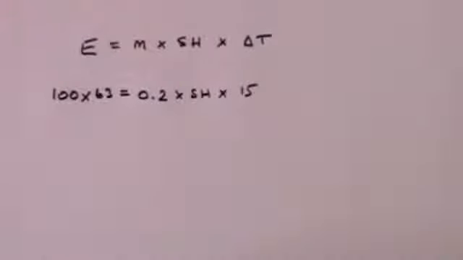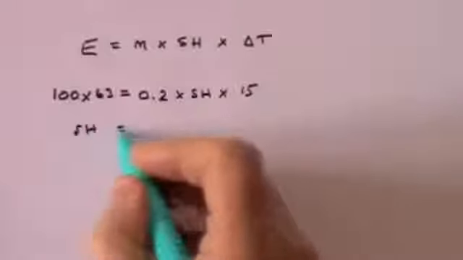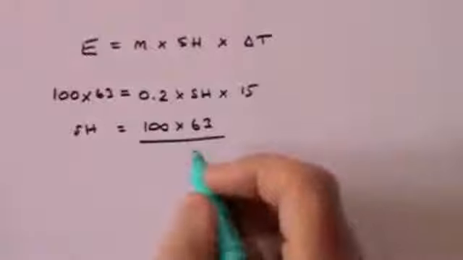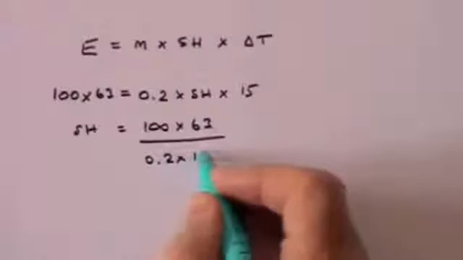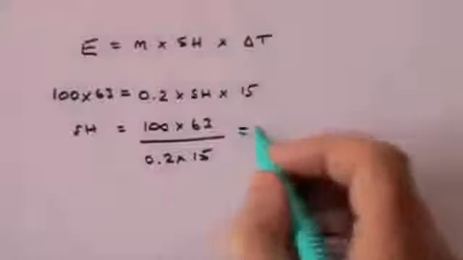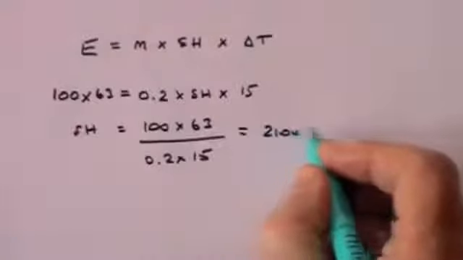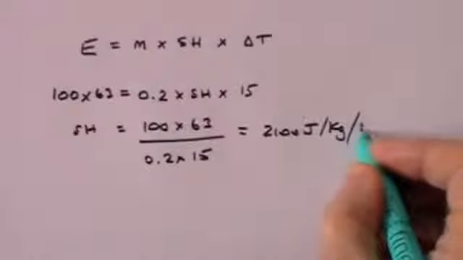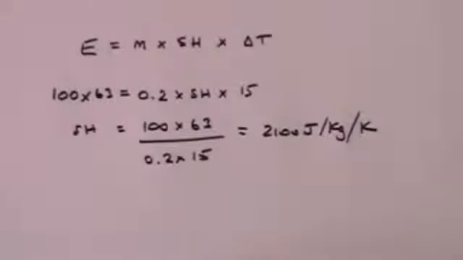That is 15 degrees. We have not changed state. The ice is still ice at 0 degrees, so we haven't got to worry about specific heat of melting. Well, from this you can see that the specific heat is going to equal 100 times 63 divided by 0.2 times 15, and that comes to 2100 joules per kilogram per Kelvin or degree Celsius, as you wish.